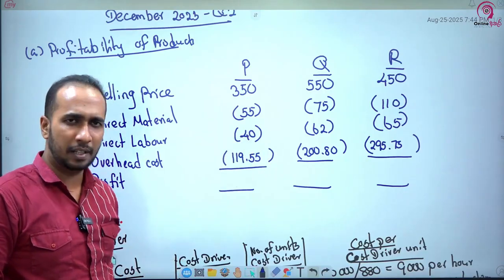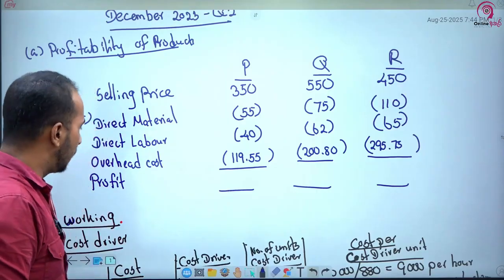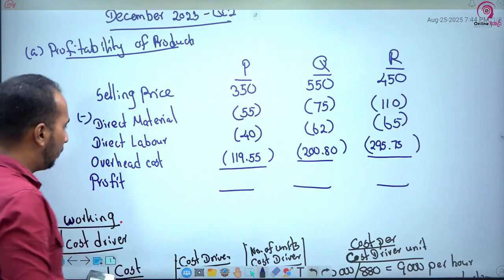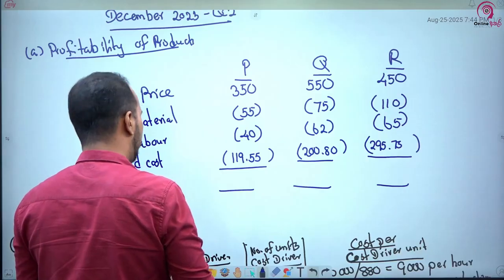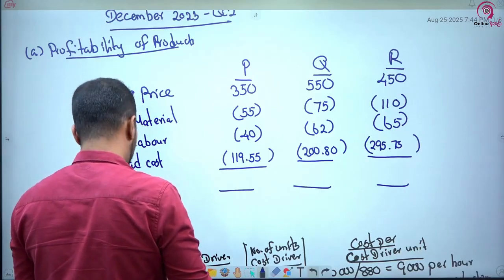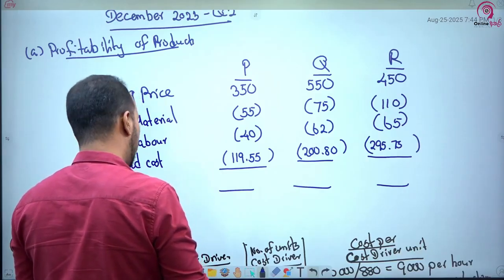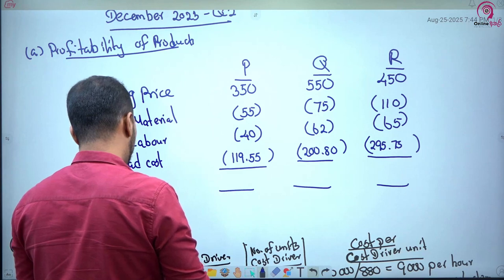These are actually simple things. Now you have to do what? Now you have to calculate the profitability. Now you can simply do a computation. See, for product P, it is 350 minus 55 minus 40 minus 119.55.